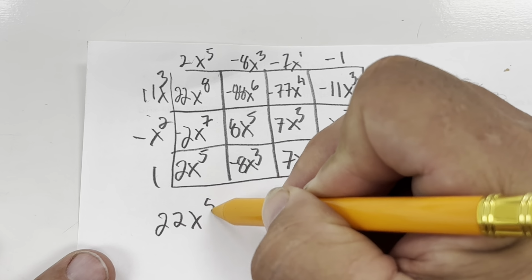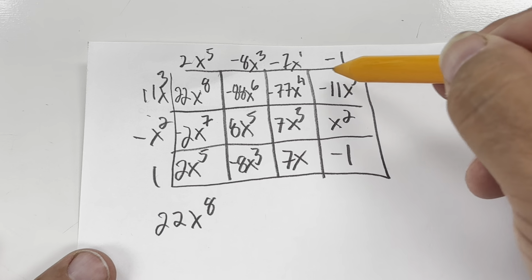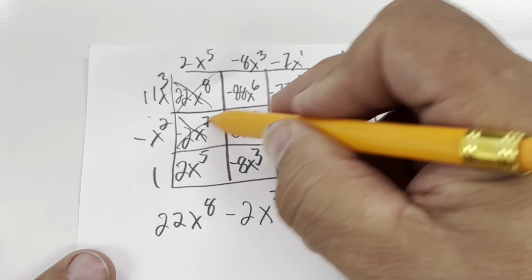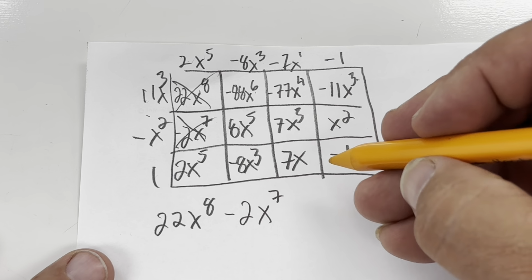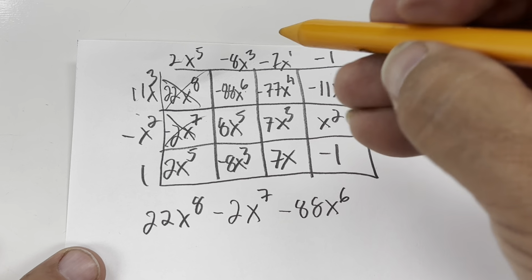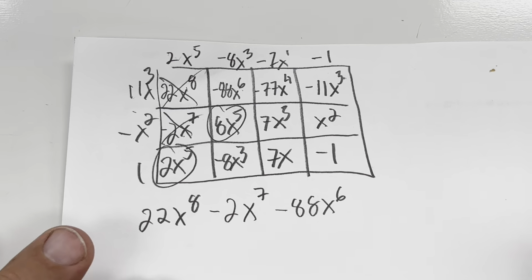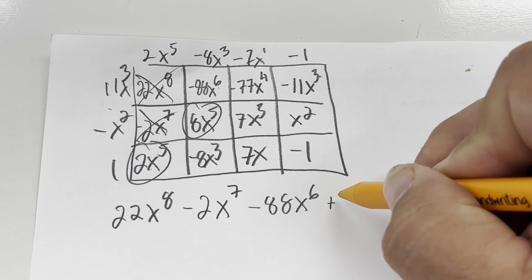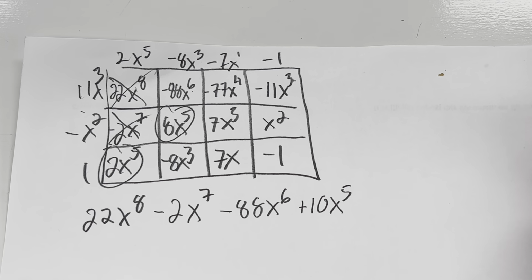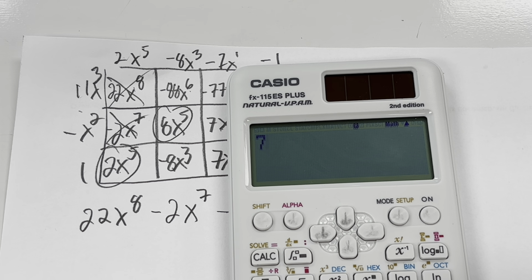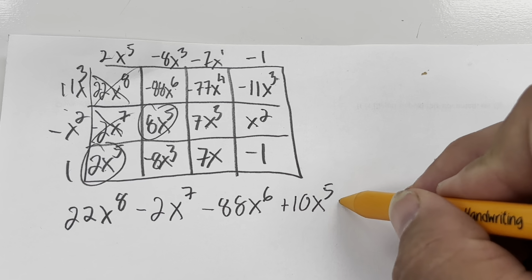22 x to the 8th, and we have only one 7. So that would be minus 2x to the 7th, and we only have one x to the 6th, minus 88 x to the 6th. 8 and 2, when we add those up, that's going to give us 10 x to the 5th. So these 3's line up. So 7 minus 8 minus 11. That's negative 12 x cubed.